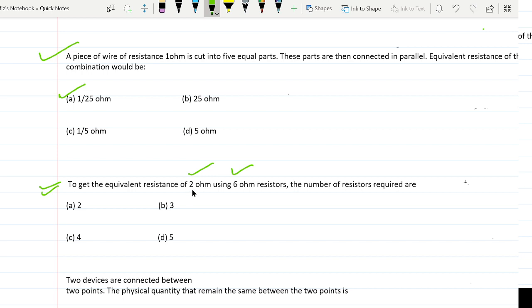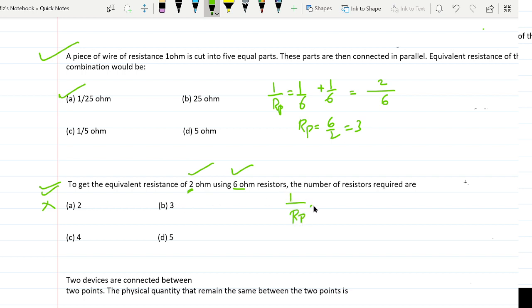See here, when you are going to get the minimum resistance, you should know that you are going to connect all the 6 ohm resistors in parallel. So let us start with the first option here. 1 by Rp is equal to 1 by 6 plus 1 by 6, 2 times I'm taking. So the LCM will be 6, so 2 by 6. Then Rp is equal to 6 by 2, so I get 3. 3 I am getting, so it is not the correct option here.